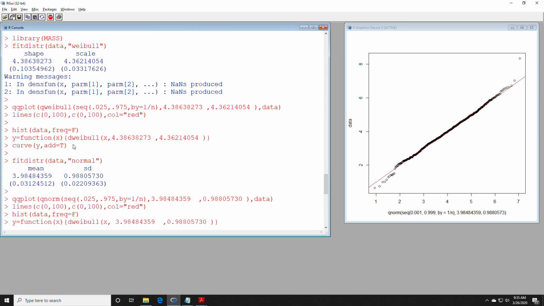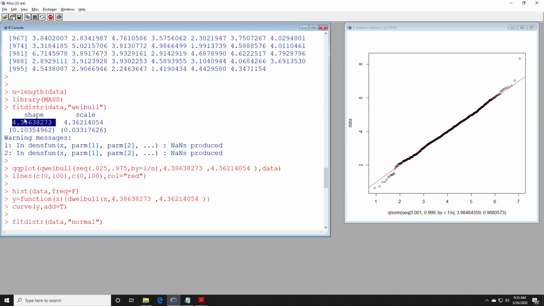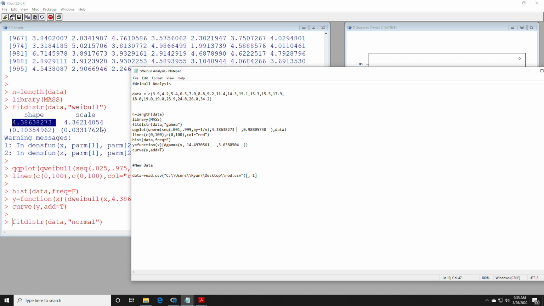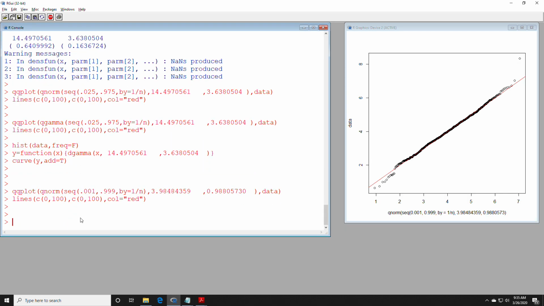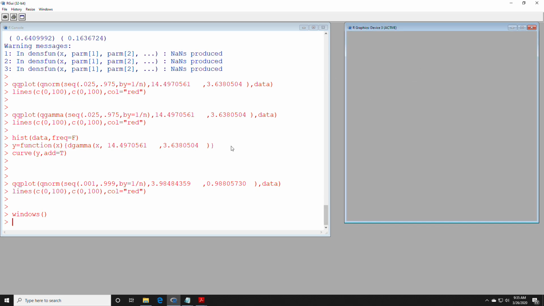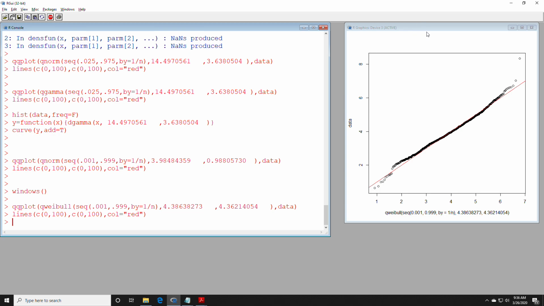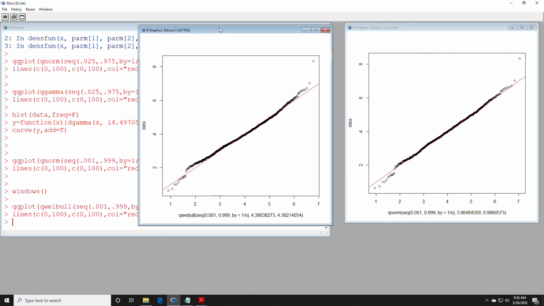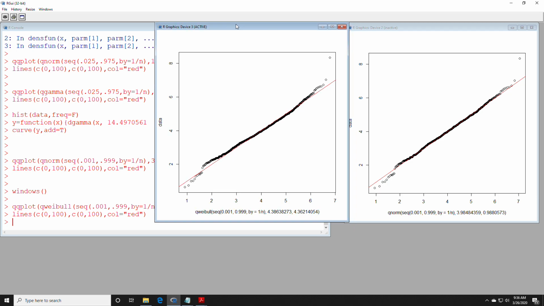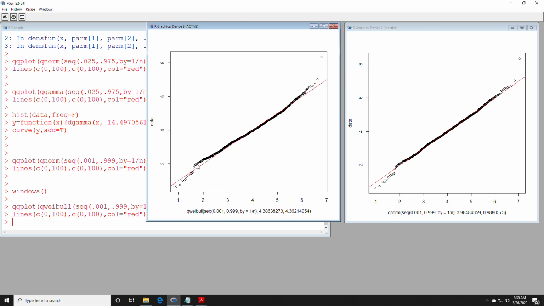That was our first one, Weibull. All right, so this is what we're comparing it against, and here I'll go ahead and remind everybody this is something we can do. Windows, create another window. Sometimes you have to re-click back over here to be able to type again, so don't let that confuse you into thinking R crashed or something. Okay, so there was the normal, this is the Weibull.